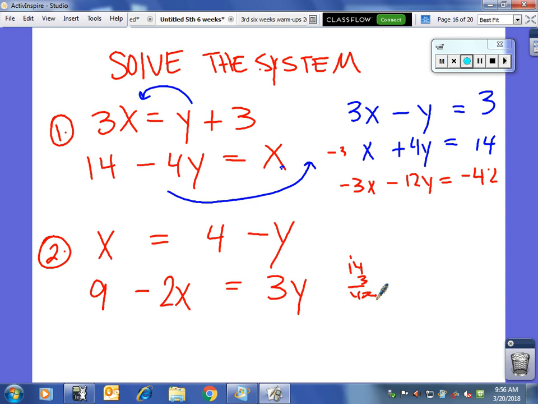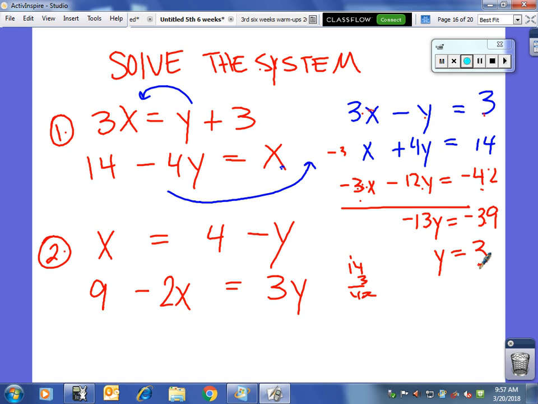Yeah, negative 42. So now I'm adding up the blue one on top and the red one on bottom. That's going to eliminate the x's. Negative y and negative 12y is negative 13y. And a positive 3 and a negative 42 is negative 39. And negative 39 divided by negative 13 gives me a y value of 3.